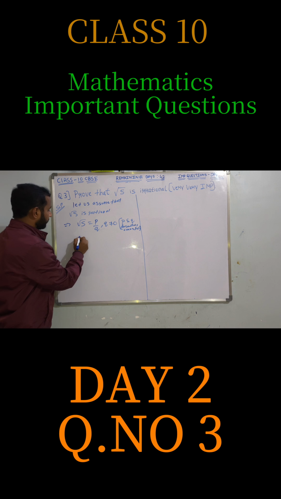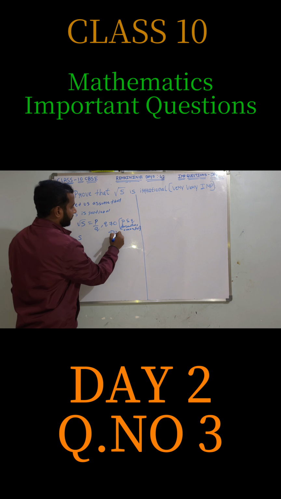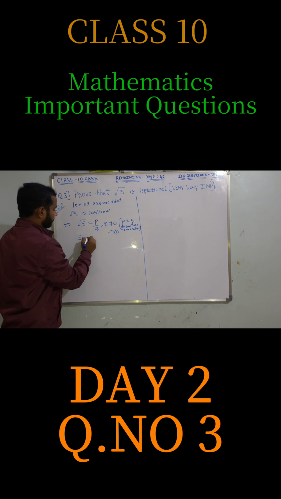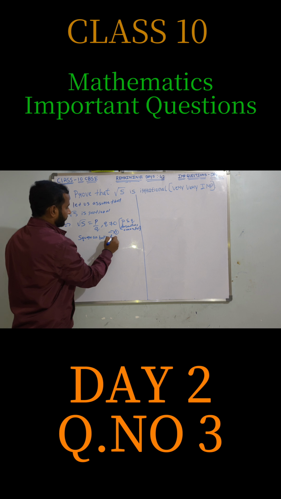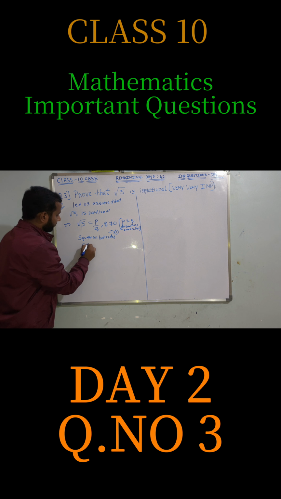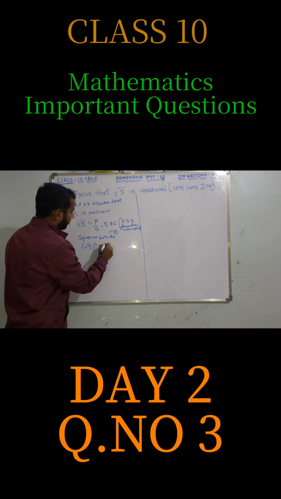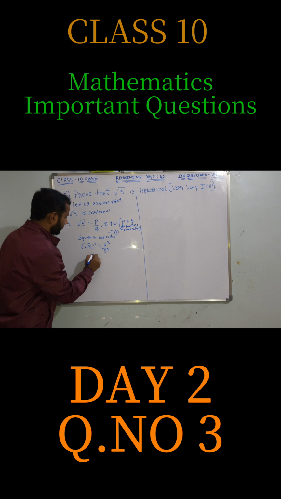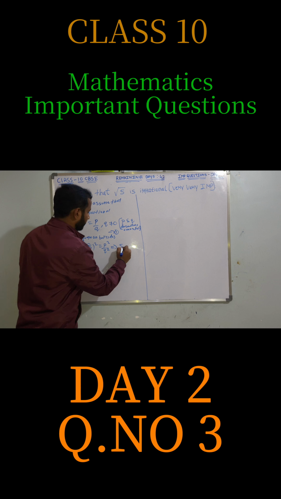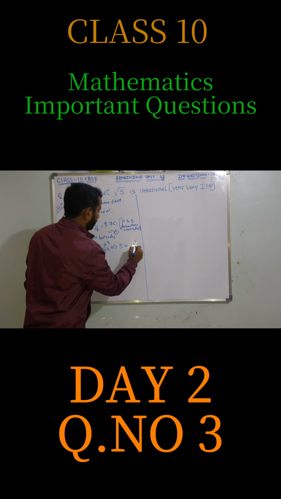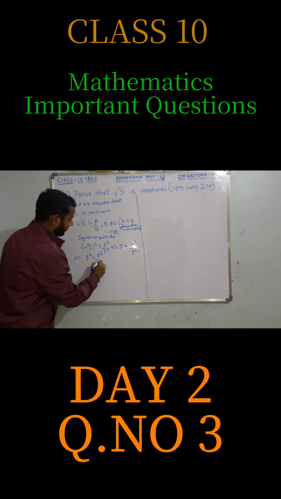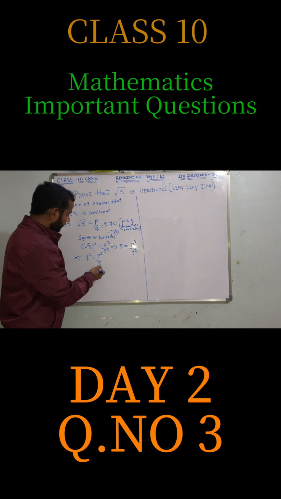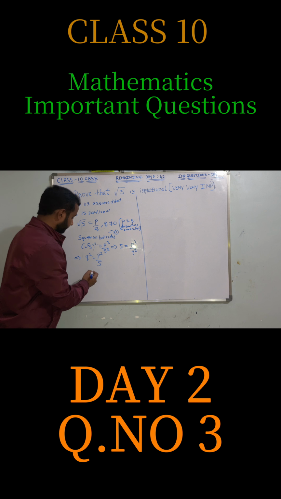Now, squaring on both sides. Let it be equation number 1. On squaring both sides, we get root 5 whole square equal to p square by q square, which implies 5 equals p square by q square. Now I can write q square equal to p square by 5. Now I can see that 5 is dividing p square.